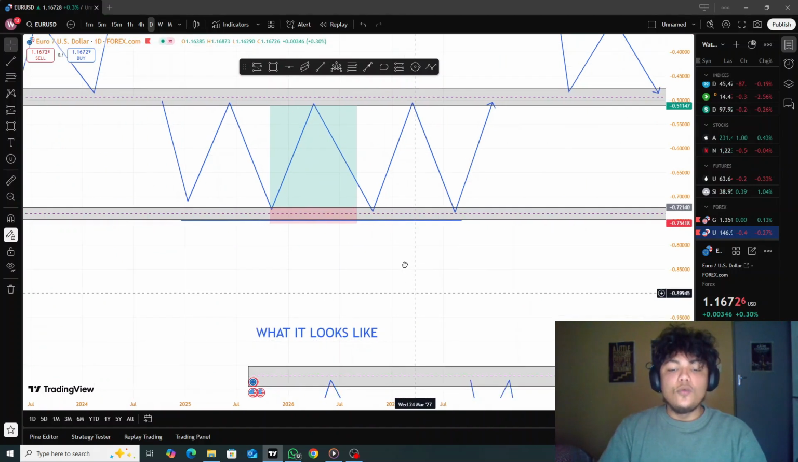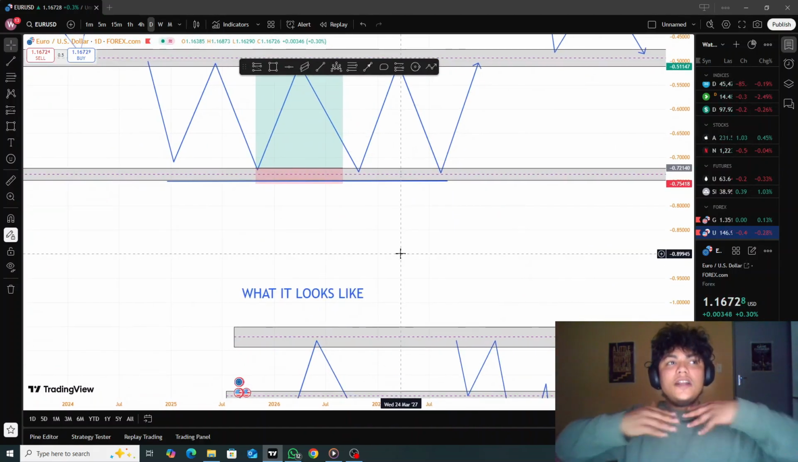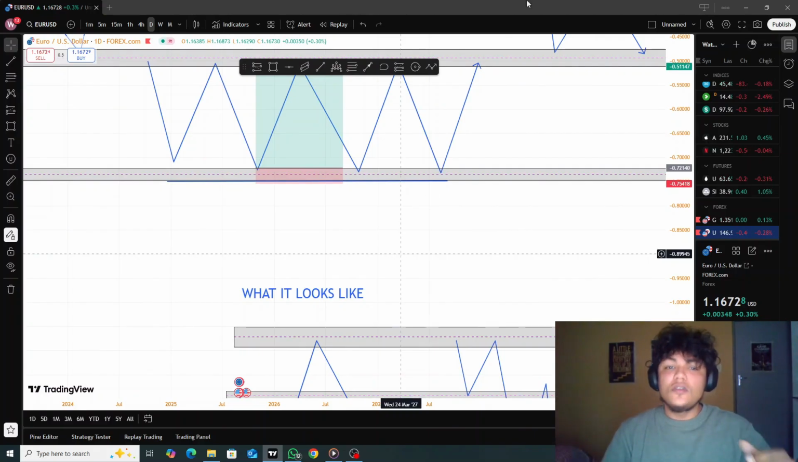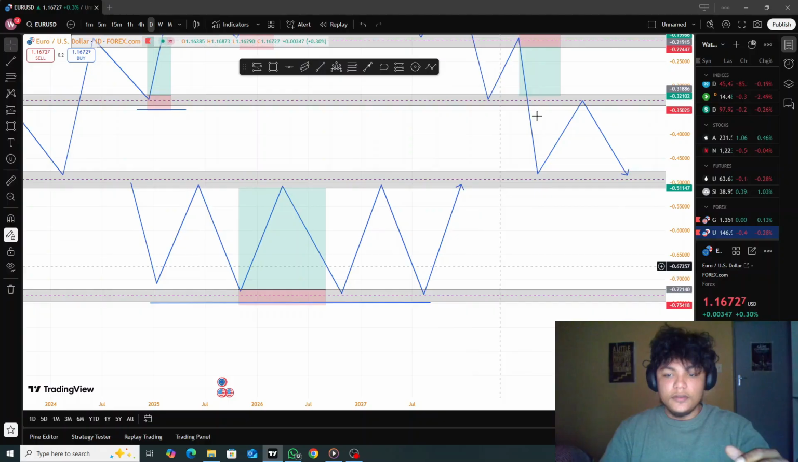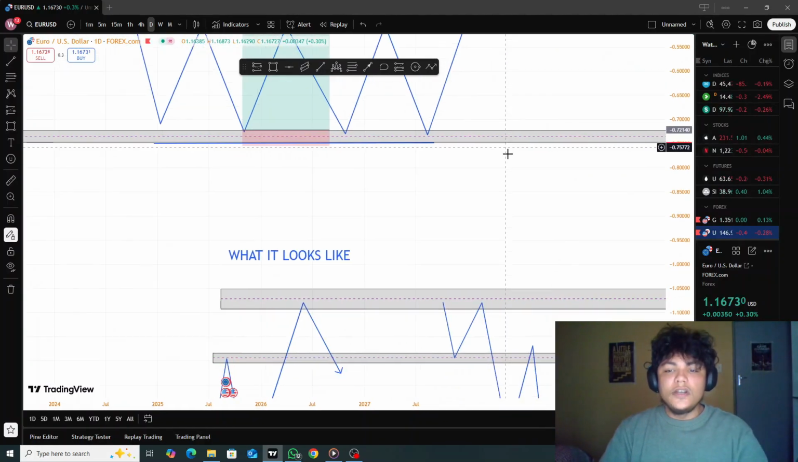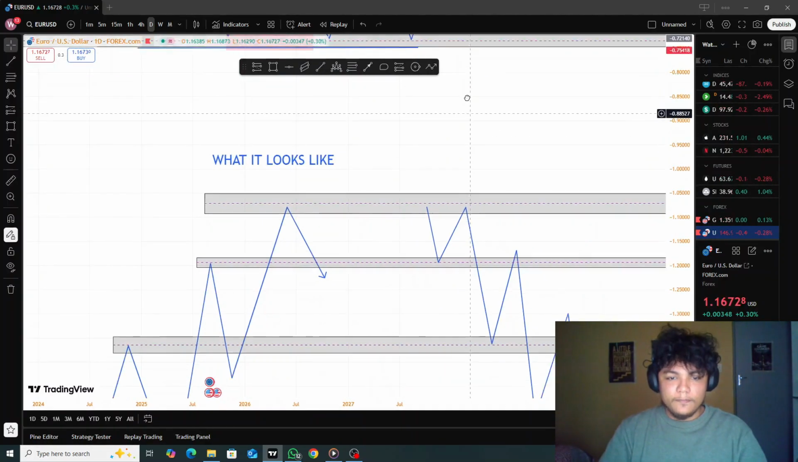Now, what does liquidity look like? What does it look like in the real market? Because this is all in a perfect world. These are all in a perfect world. But what does liquidity look like in real markets?